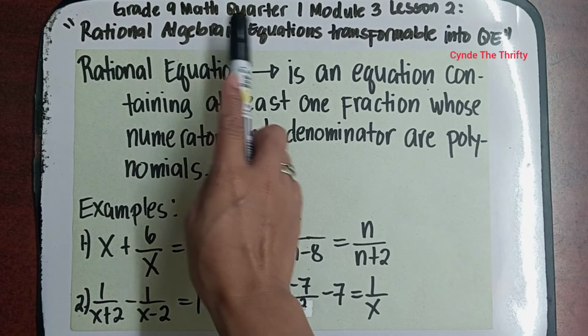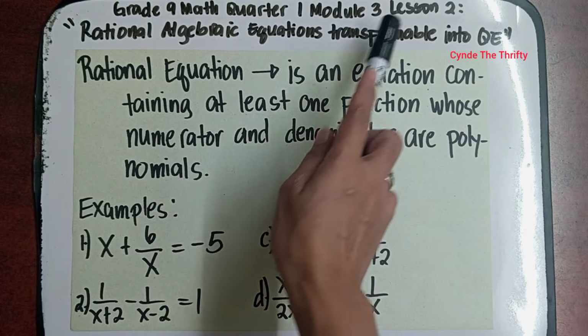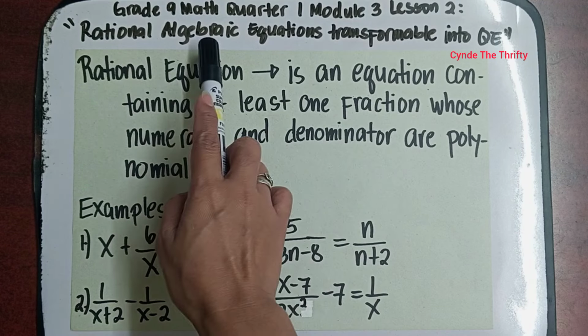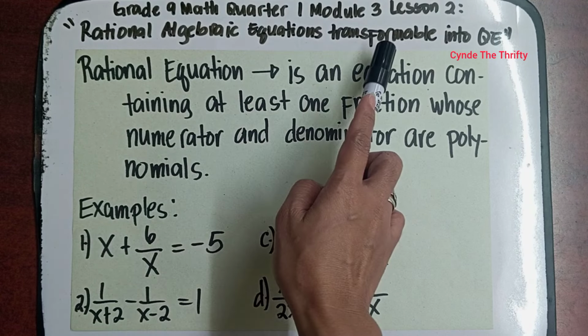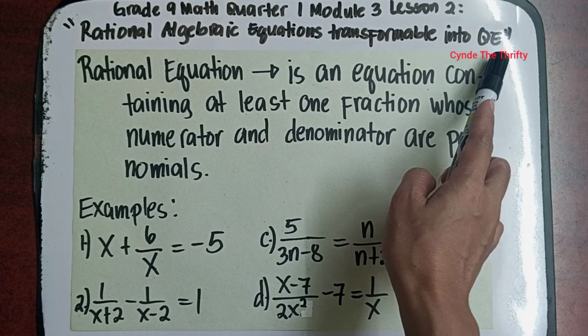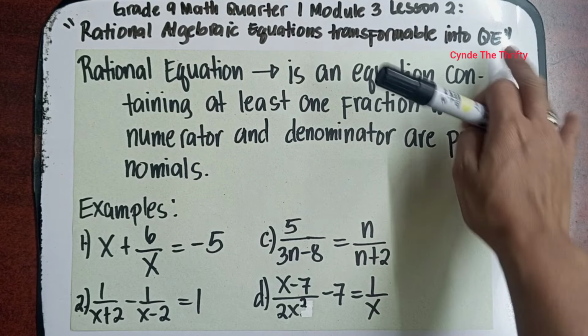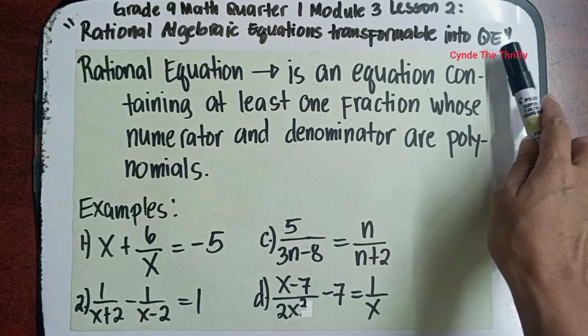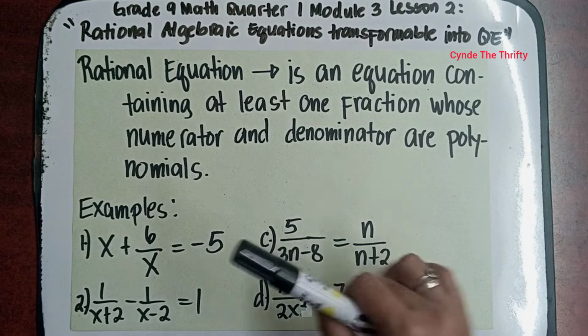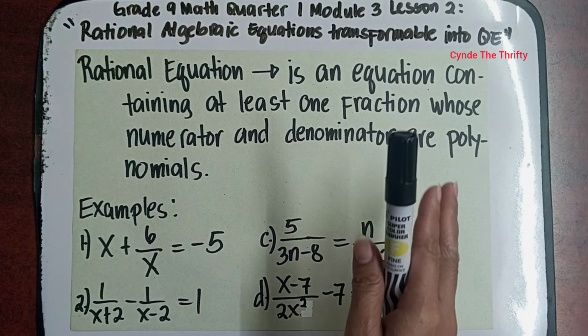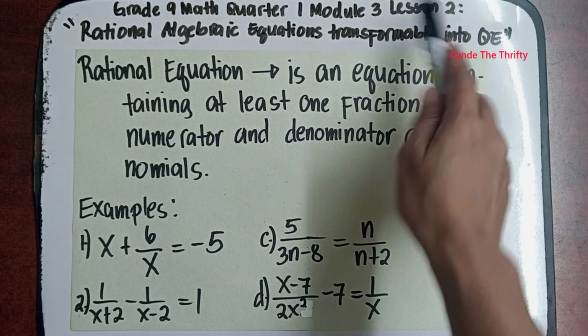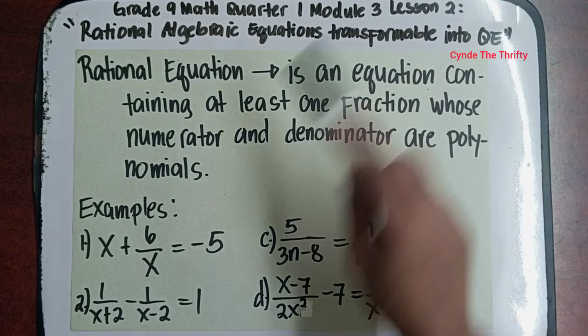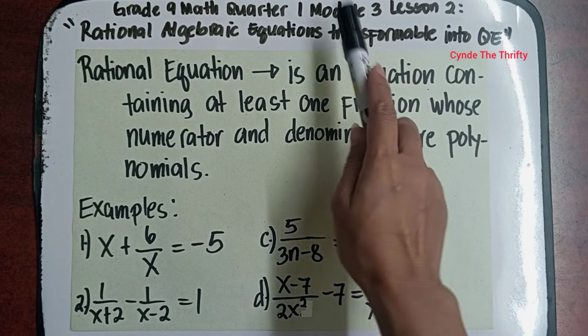That is Grade 9 Math, Quarter 1, Module 3, Lesson 2: Rational algebraic equations transformable into quadratic equation. Okay, naka-abbreviate lang siya kasi hindi na magkasya. So, QE stands for quadratic equation. Continuation ito sa nakaraang lesson natin, that is Lesson 1. So, ngayon naman nasa Lesson 2 tayo, Lesson 2 ng Module 3.